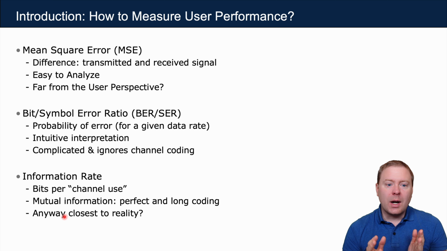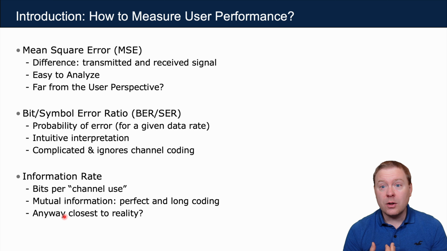Finally, we need to figure out how do we measure user performance in a system like this. And one can come up with many different metrics. One of them is the mean squared error, which is a difference between the transmitted and the received signal after we have processed the received signal. And it's fairly easy to analyze because it typically becomes a quadratic form, but it's quite far from the actual user perspective because they will not know what a particular mean squared error value means. Is it good or is it bad?